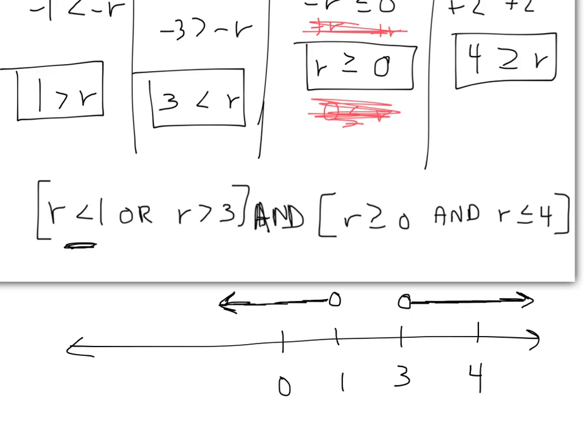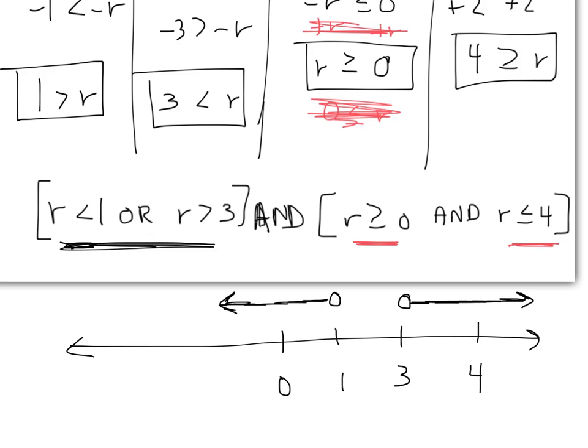Now, that is my solution for the left-hand side. And then I see the word and in the middle. And means we need to look for overlaps now, don't we? So when I see the word and, I need to graph the other part and look for where these overlap. So I'm going to use another color for now to show that. How do I graph this right-hand side? R is greater than or equal to 0, and r is less than or equal to 4. What would that look like on my number line?